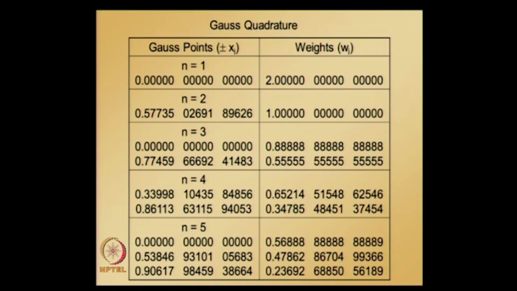So that is how you can read this table. Now when n is equal to 3, there are 3 Gauss points. The first Gauss point is minus 0.77459 and the weight is 0.55555, the next Gauss point is 0 and the weight is 0.888, and the third Gauss point is 0.77459 and the corresponding weight is 0.555.